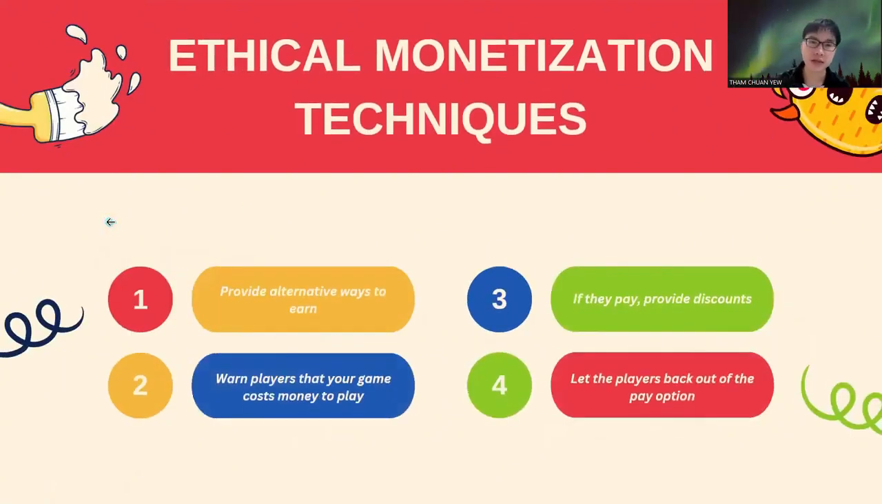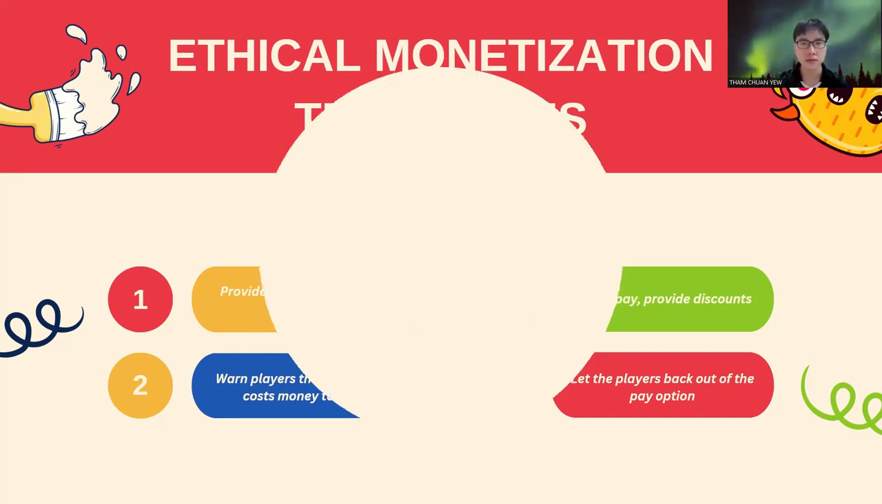Now let's look at some ethical monetization techniques instead. The first is we should provide alternative ways for the players to earn currency instead of just paying. Secondly, we should warn players that the game costs money to play so that they know what they are getting into. The third is if they pay, we should provide discounts, especially for early adopters of the game. And lastly, we should let the players back out of the play option. For example, if they subscribe to a plan, we should allow them to cancel the subscription.